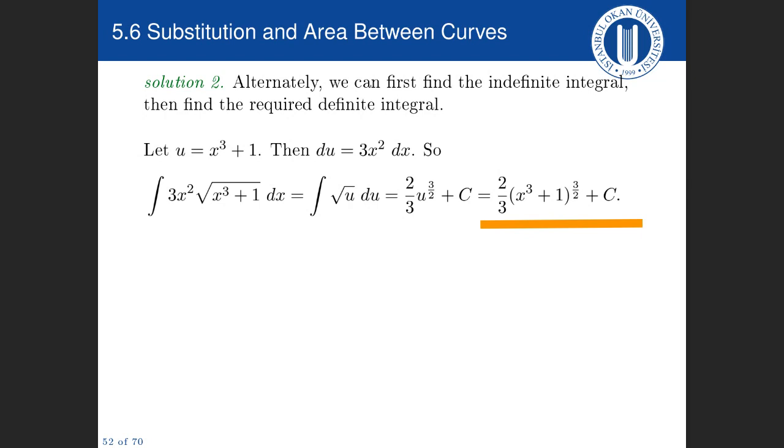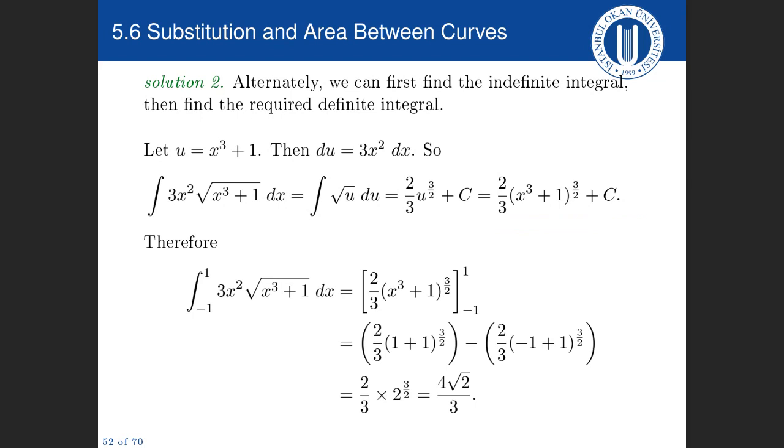Now that we know the general antiderivative of our integrand, we can calculate the definite integral that we want. We put our antiderivative in here. We're going to calculate our antiderivative at the same limits that we started with, -1 and 1. So put in 1 first and then put in -1. You can check the details. We get exactly the same answer as before.